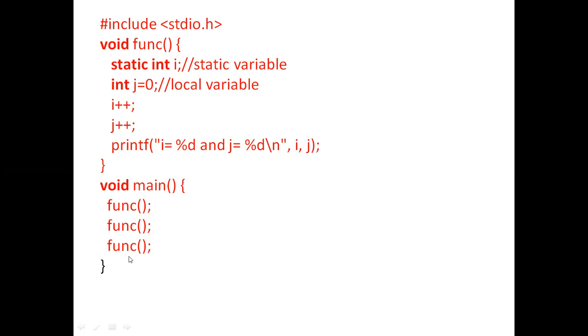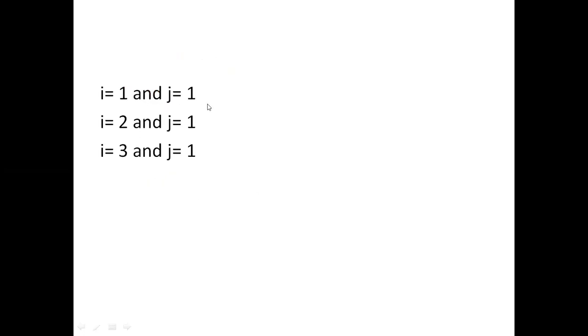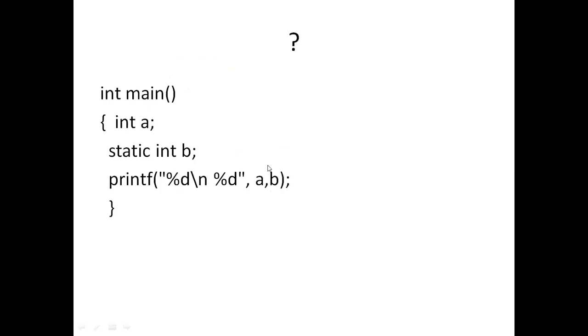Now for the third function call, I was 2 and j is now 0. So after I plus plus and j plus plus, I will be 3 and j will again be 1. So you can see 1 1, 2 1 and 3 1. So this will be the output. You can run this program on your own and try this by yourself.